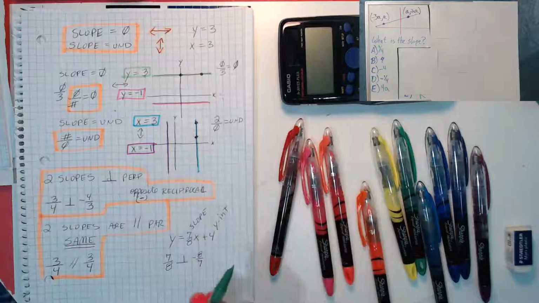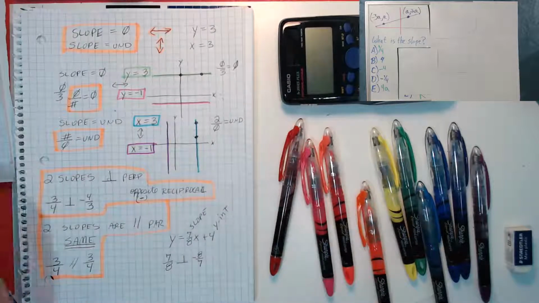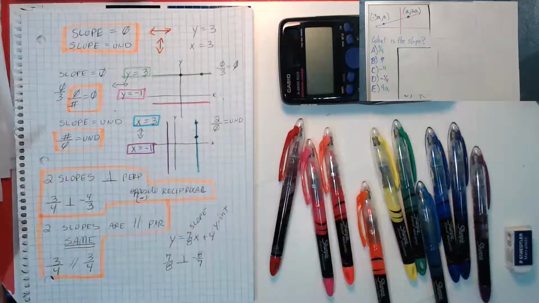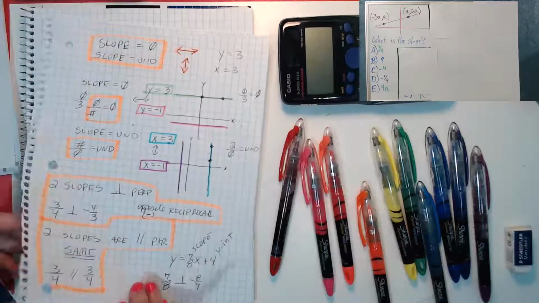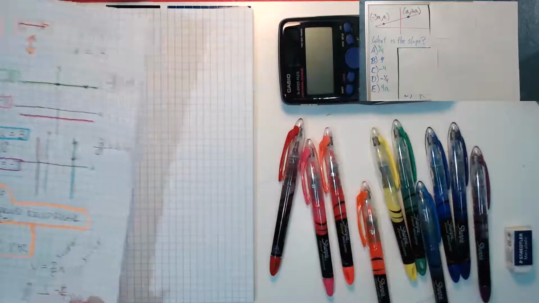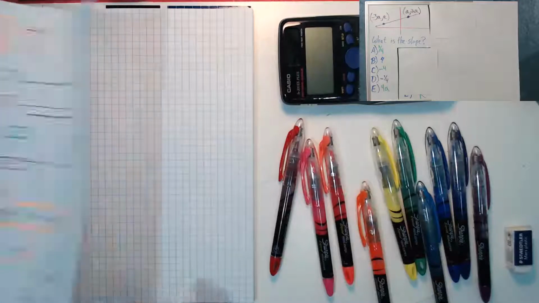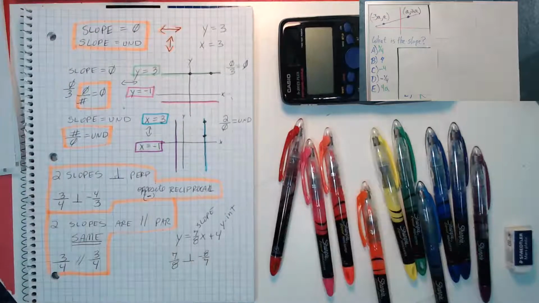Okay. We're going to look at number 7 on page 24. Let's look at number 7. I'm going to leave this up here actually. Okay. So line L has an undefined slope.